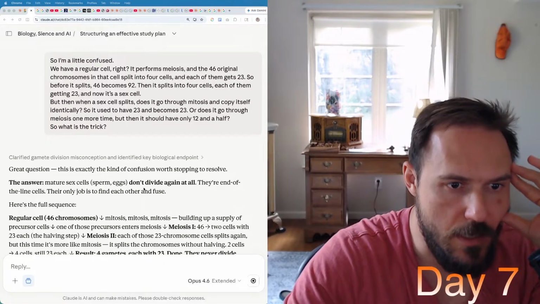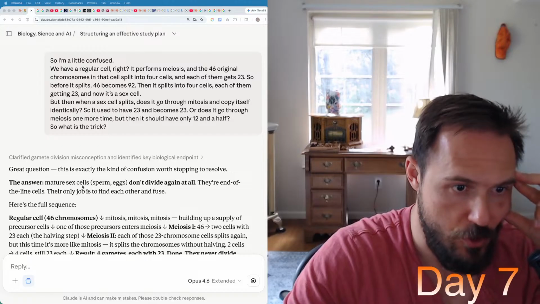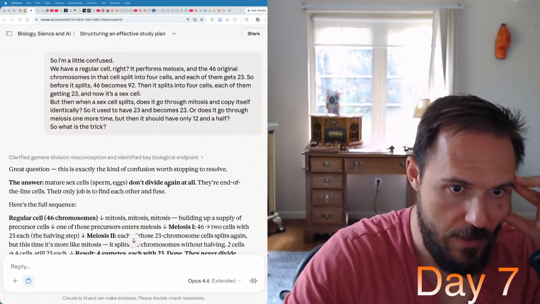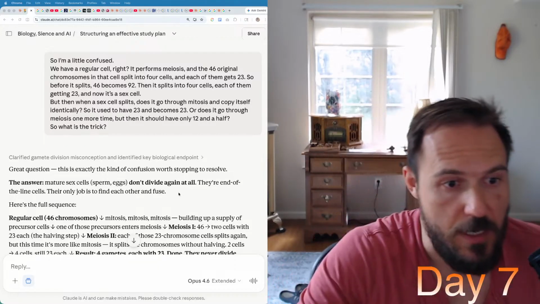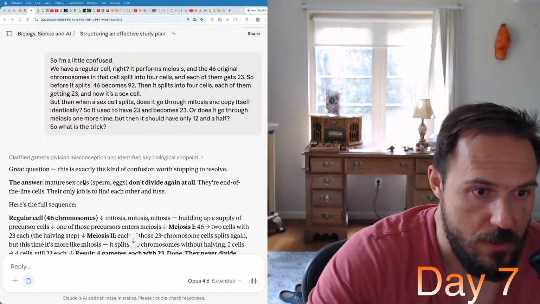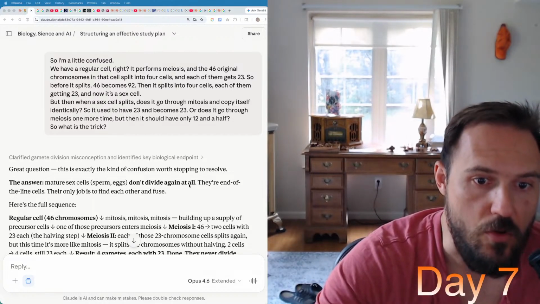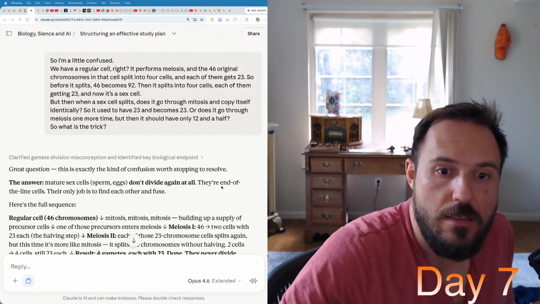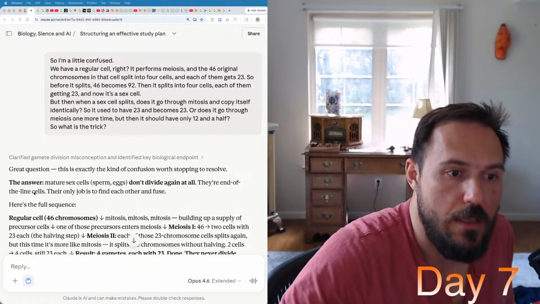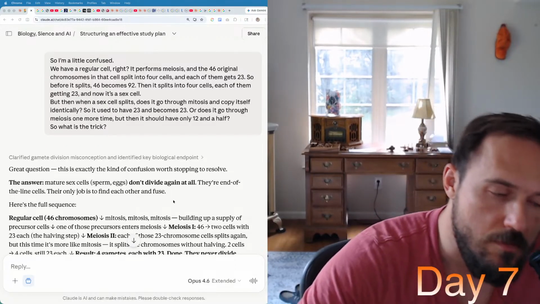Great question. This is exactly the kind of confusion worth tapping to resolve. The answer: mature sex cells, sperm and eggs, don't divide again at all. They divide once and they stay. They are end-of-the-line cells. Their only job is to find each other and fuse.